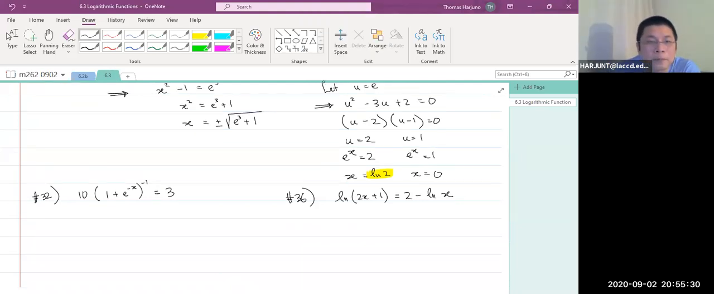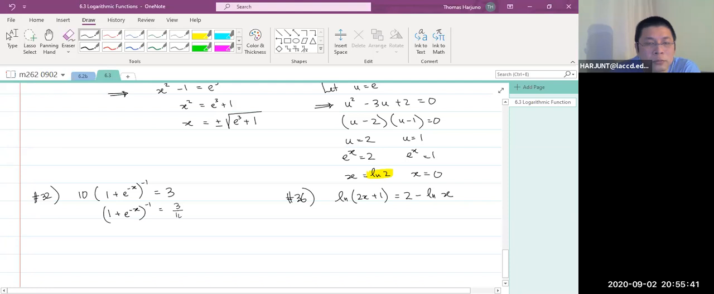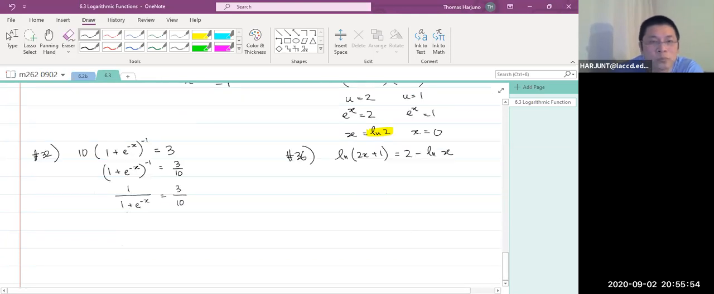Okay, let me start. This is (1 plus e to the negative x) to the power of negative 1 equals 3/10. But this is 1 over, right? 1 plus e to the negative x equals 3/10. I will do the reciprocal of both sides. And 1 plus e to the negative x equals 10/3. Subtract by 1, it will give me 7/3.